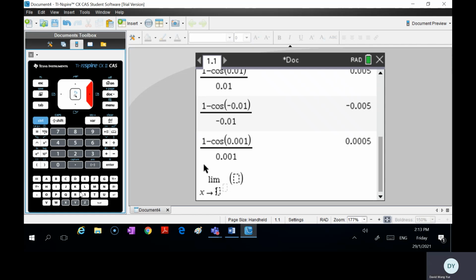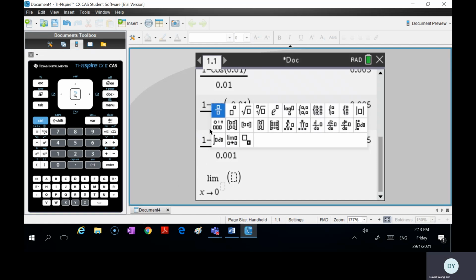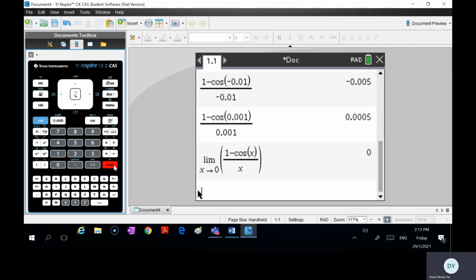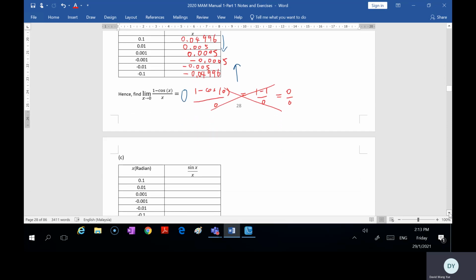x goes to 0, and the fraction is 1 minus trigo, cosine x over x. I just directly calculate the limit. Yes, it's equal to 0. The graphing calculator verified that the limit of 1 minus cosine x over x equals 0. So the limit of cosine x is 1, and the limit of 1 minus cosine x over x is 0.